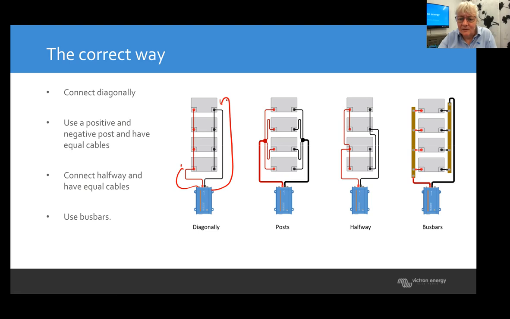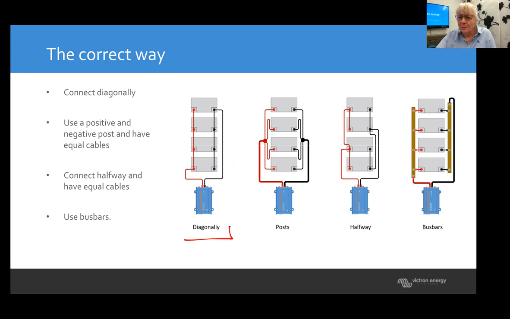That way the trip through here for the current is the same as the trip here. Same length of distance they travel. This is the easiest way of doing things correctly. So this is the easiest way.